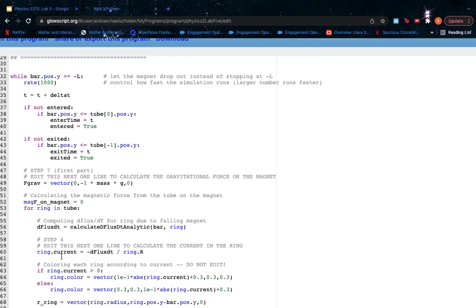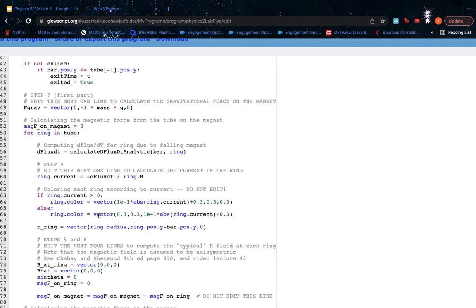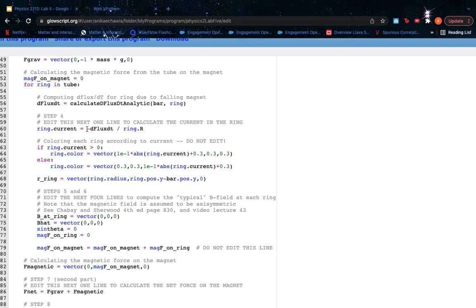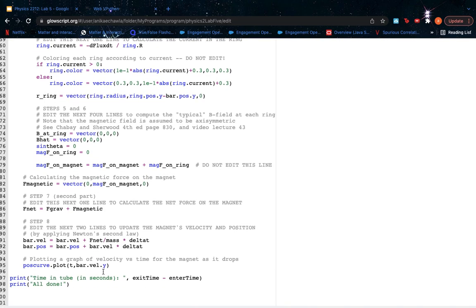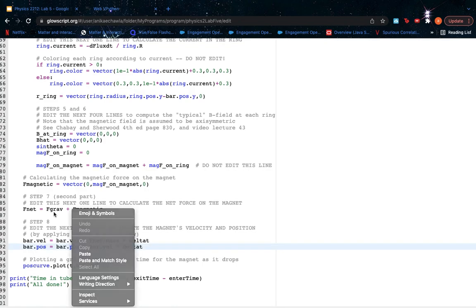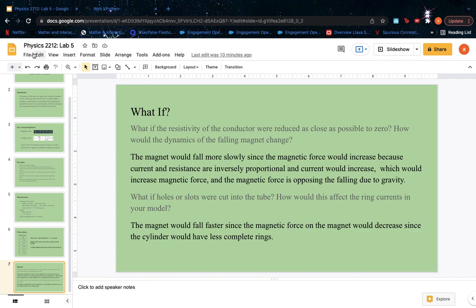And here we can see gravity is negative mg. The current is change in flux over the resistance. And net force is going to be gravity plus the magnetic force. We know that gravity is downwards because we multiplied it by -1 earlier. So yeah, that gave 0.24 seconds.